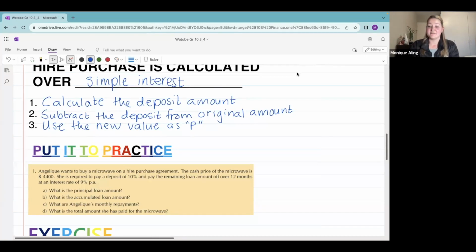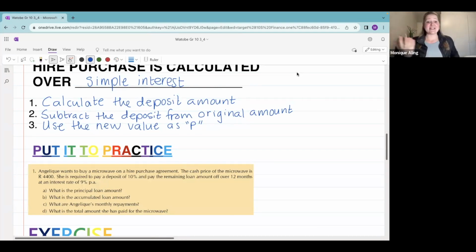Ma'am, isn't the principal amount 4,400? You would think that, but how much is Angelique actually going to loan? She's not loaning 4,400 because she's going to pay some money up front first, isn't she? So it's going to be that amount plus the deposit? We're going to work out the deposit and we're going to minus the deposit. Okay, good.